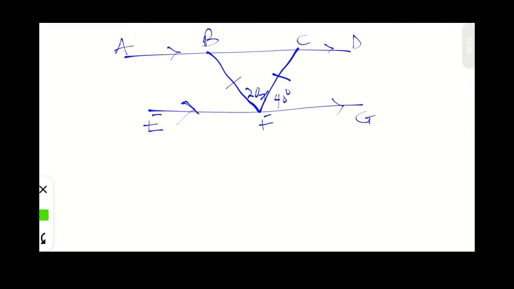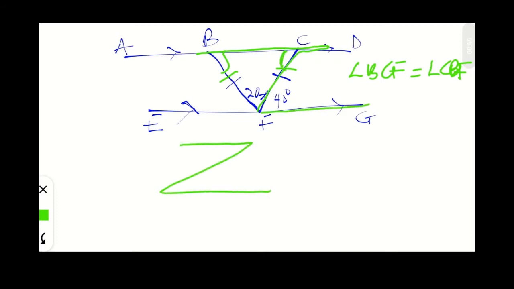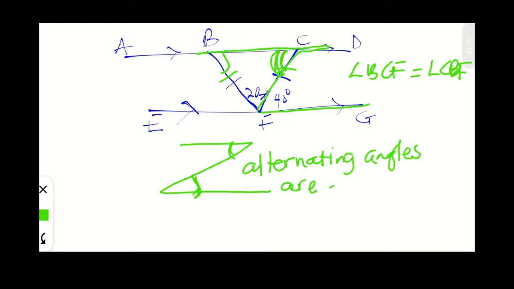So let's look at some basic rules we can use to solve these angles. We know that the triangle is isosceles. That's what we are seeing there. So angles CBF and BCF are the same because it's an isosceles triangle. Then we can draw a Z figure from this because AD and EG are parallel. Drawing a Z figure, we can say that angle BCF and angle CFG are alternate. So we use that rule to solve our question. Alternate angles are equal.